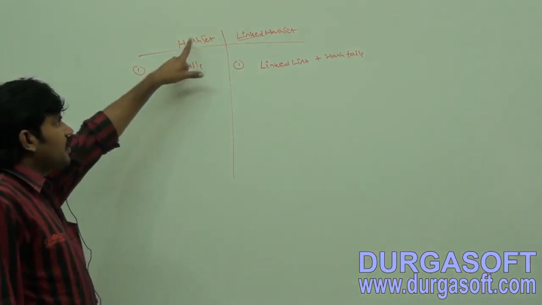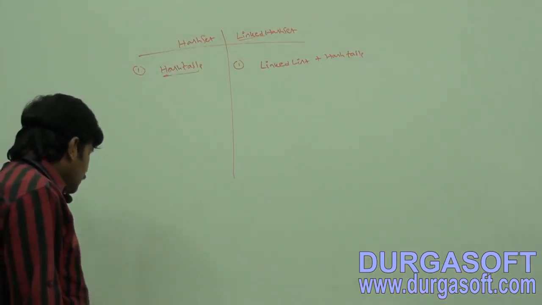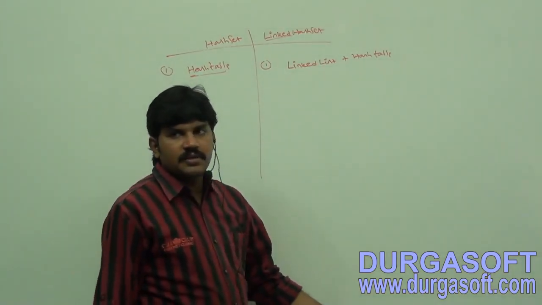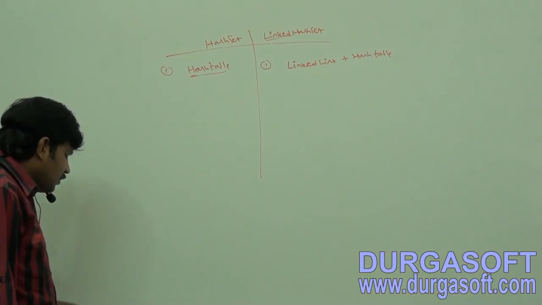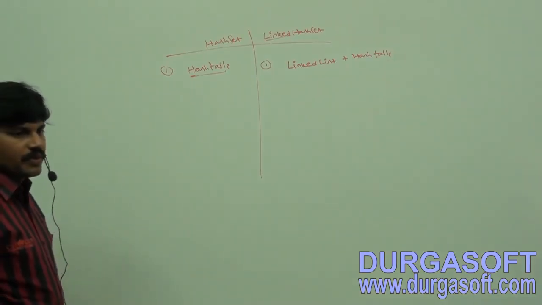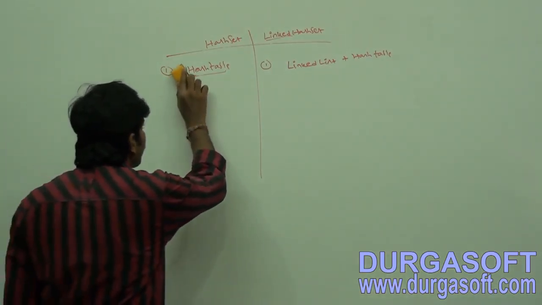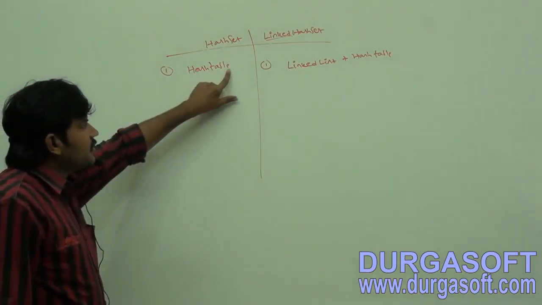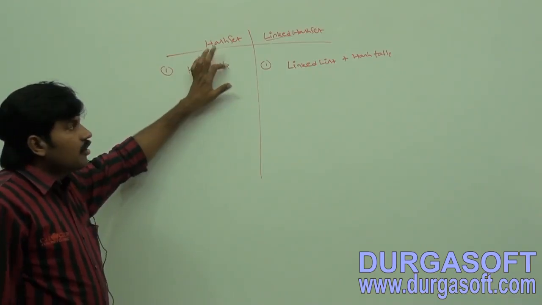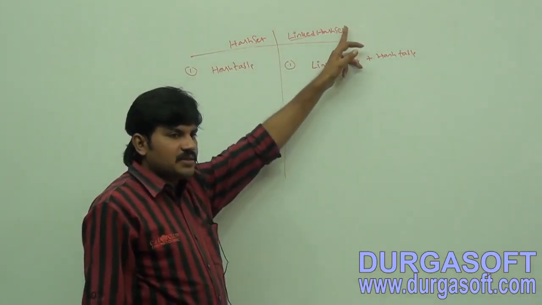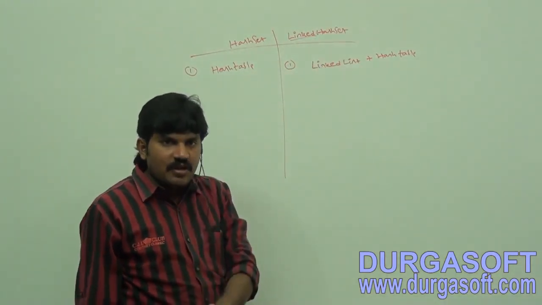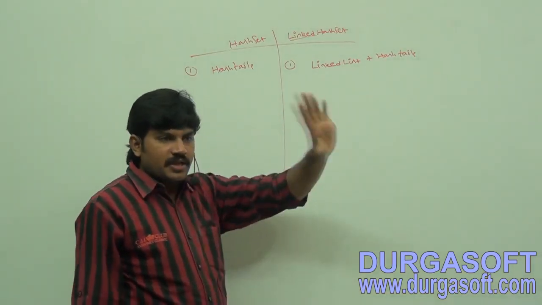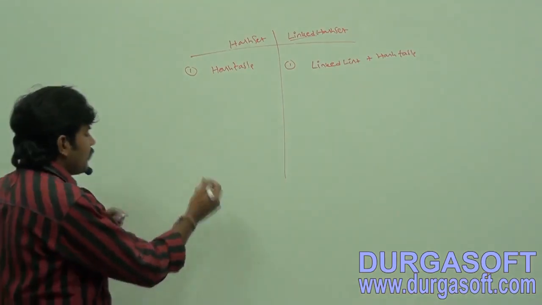Okay, better to take the table first. Hash set, linked hash set. Can you tell, what is the underlying data structure for a hash set? Hash table. But the underlying data structure for linked hash set is a combination, a hybrid data structure: linked list plus hash table. Are you getting it? That is the first point.